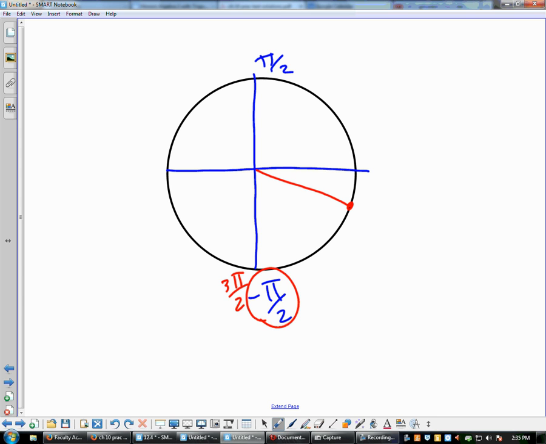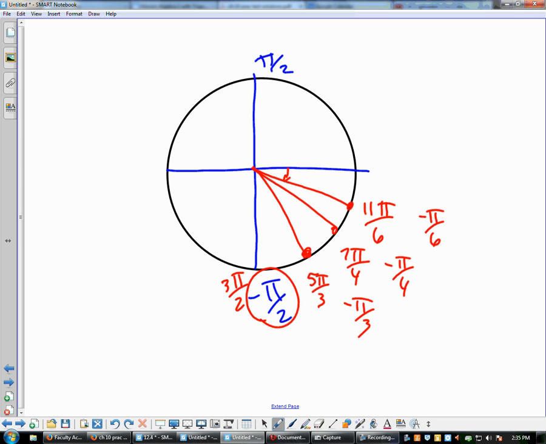Likewise, right here, you got it written as 11 pi over 6. That's if you go around this way. But what if I just go in a negative direction? Well, 11 pi over 6 one way, or negative pi over 6 the other way. And here you have a 7 pi over 4, but that's the same as a negative pi over 4. And down here, we have 5 pi over 3, but that's the same as a negative pi over 3. 5 pi over 3 goes around this way, and coterminal with that would be this direction. That would be negative pi over 3.